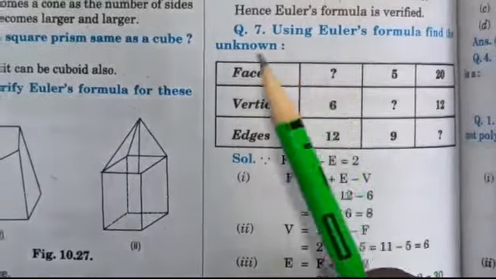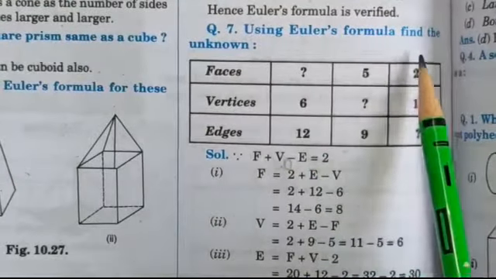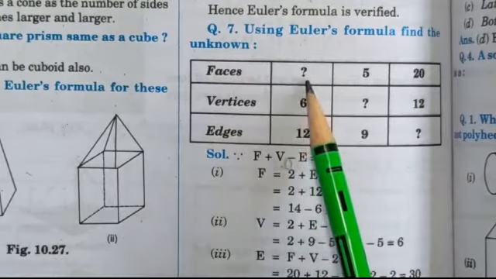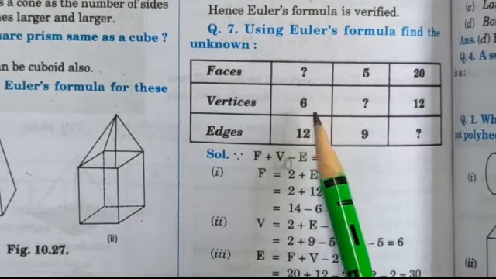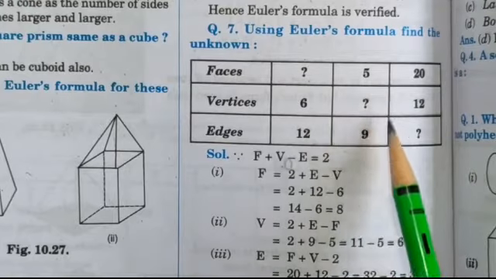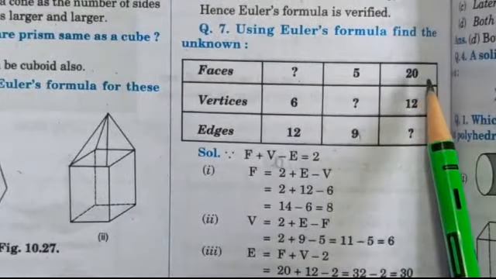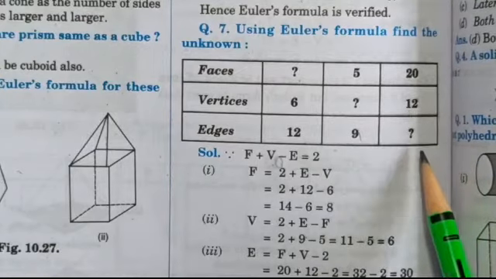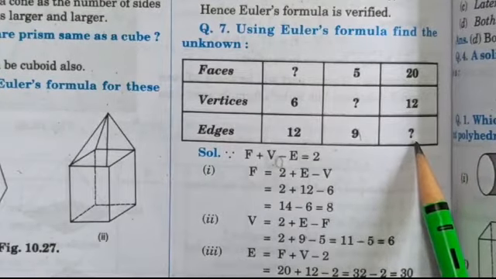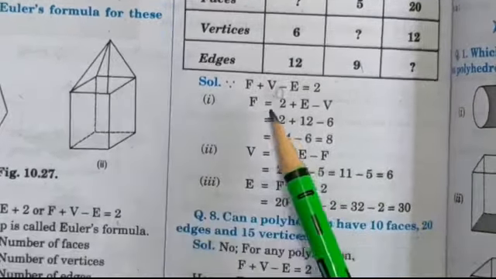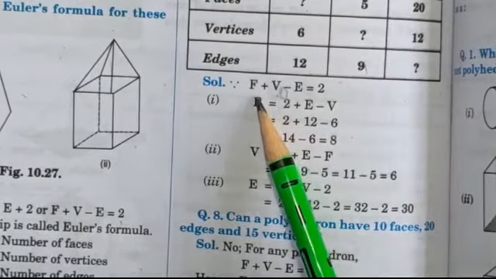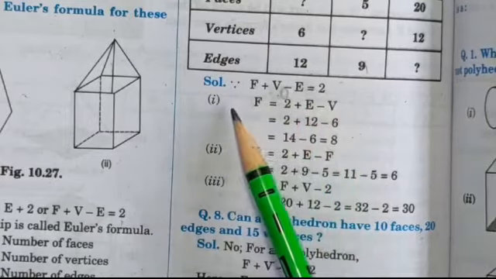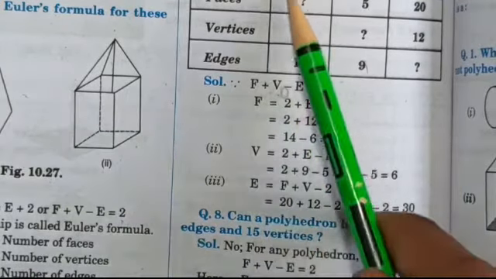Now question number 7. Using Euler's formula, find the unknown faces, vertices, edges. In the first figure, faces are not given, vertices is 6, edges is 12. In the second, faces is 5, vertices is not given, edges is 9. In the third, faces are given, and vertices are also given, edges are not given. Now let's try Roman number 1. From Euler's formula we know F plus V minus E is equal to 2.